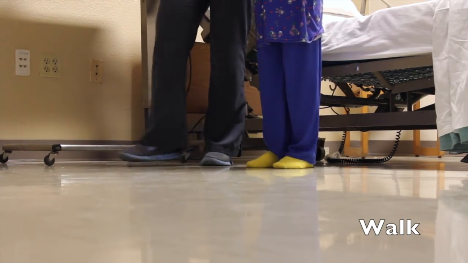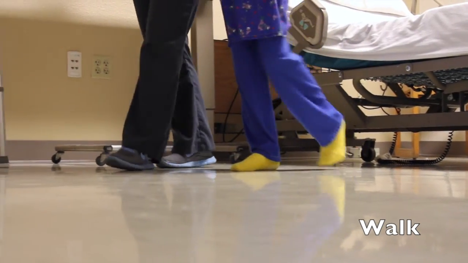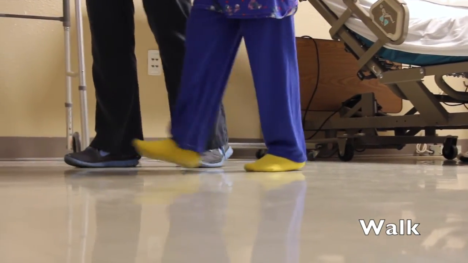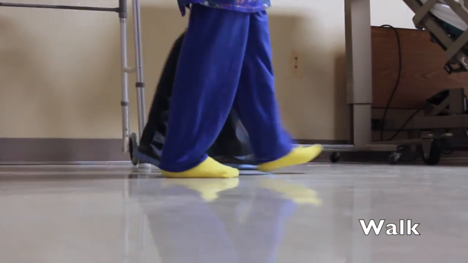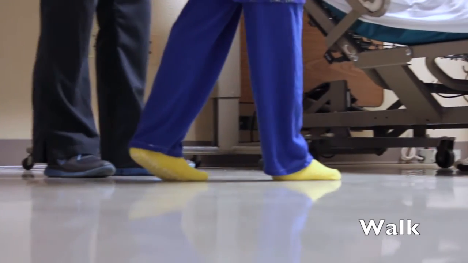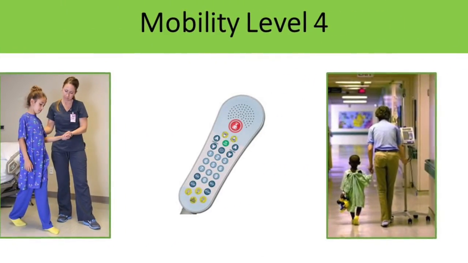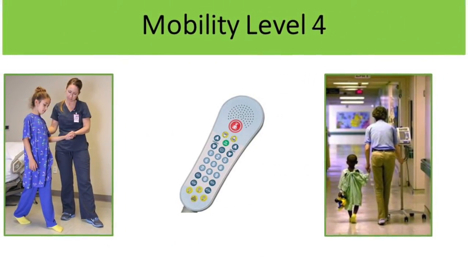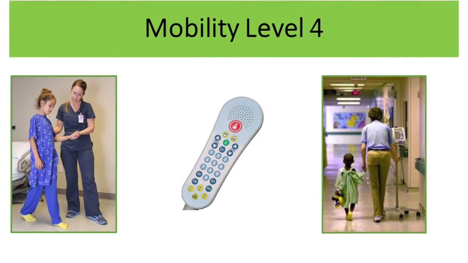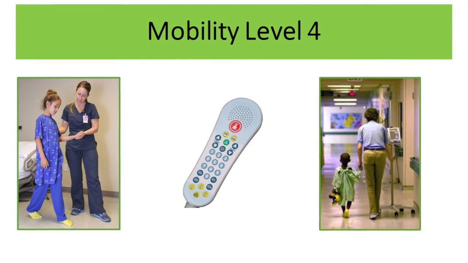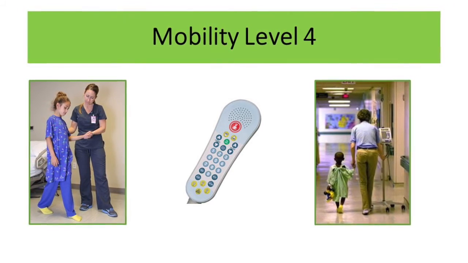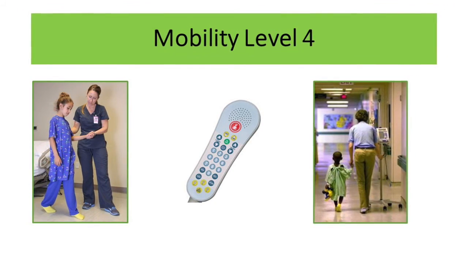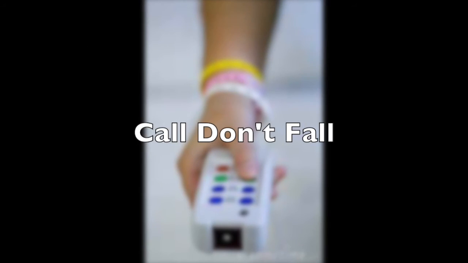At this point, the BMAT is complete, although you may desire to ask the patient to take some steps away from the bed to give you full confidence in your patient's walking ability. If your patient is able to successfully complete the tasks of Assessment Level 3 and does not require the use of assistive equipment, your patient is considered Mobility Level 4. However, it is always best to remind your patient to call, don't fall.